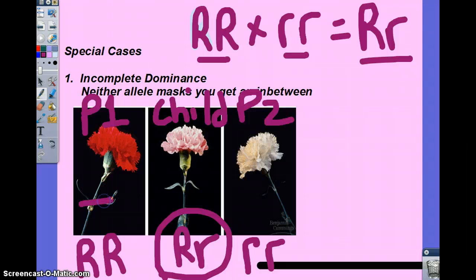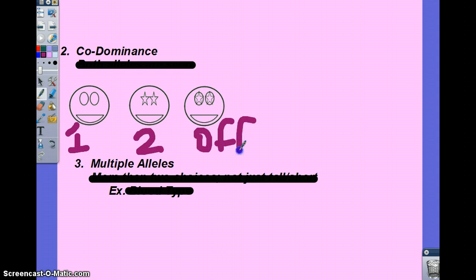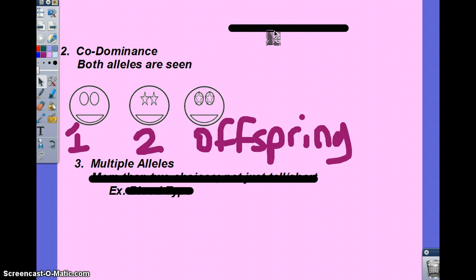Let's say you had a parent with red hair and another parent with white hair, and they had a child with pink hair. You consider that incomplete dominance because neither the dominant nor the recessive is expressed. They both are. So in co-dominance, this is my parent 1. This is my parent 2, and this is the offspring. What's happening here? Both are being expressed. Both are being expressed. It's not a mixture, it's a little bit of each.